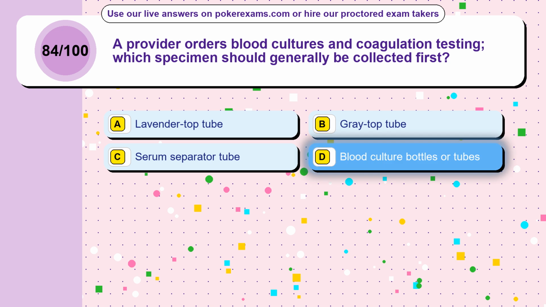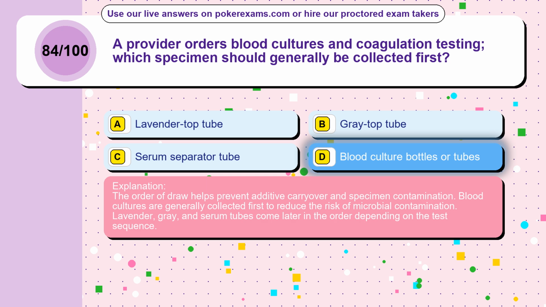The correct answer is option D. Blood culture bottles or tubes. The order of draw helps prevent additive carryover and specimen contamination. Blood cultures are generally collected first to reduce the risk of microbial contamination. Lavender, gray, and serum tubes come later in the order depending on the test sequence.